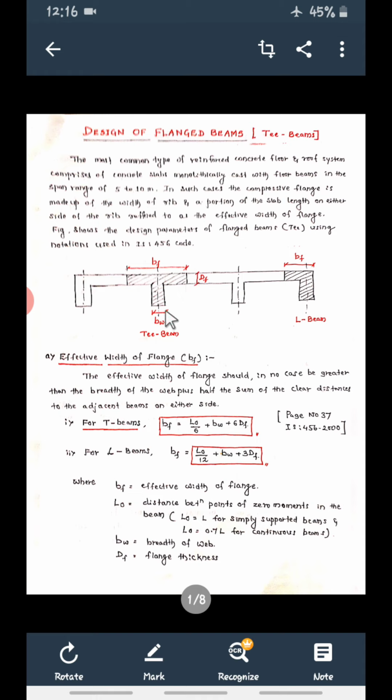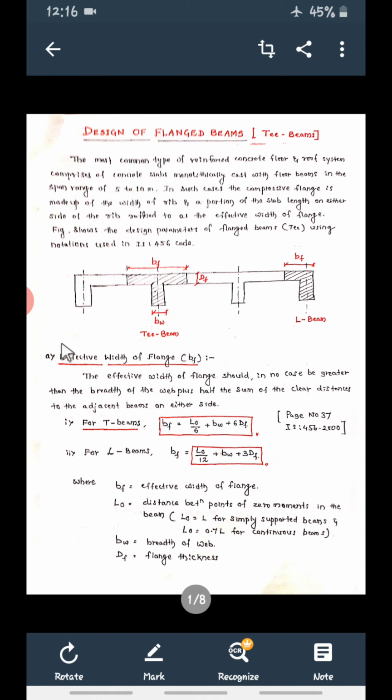This is BW. The overall depth of the beam is considered even though the slab is there: this slab depth plus this beam depth is the overall depth of this T beam. From the top of the slab to the bottom of the beam, this total depth is called the depth of the T beam. This is the width of web or rib, this is the depth of flange. Depth of flange means depth of slab. This is the width of flange, BF. Remember BF, DF, BW.